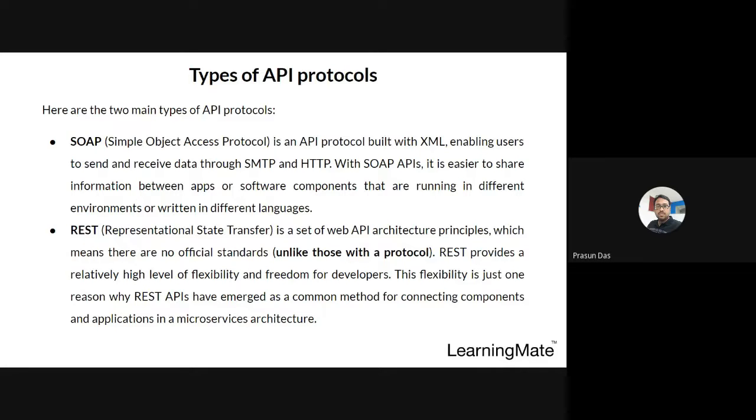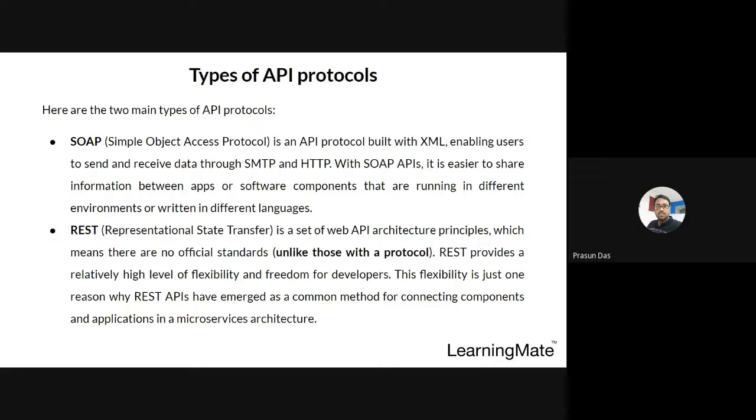So Simple Object Access Protocol is an API protocol built with XML, enabling users to send and receive data through SMTP. We can use SMTP as well as HTTP as well as UDP. With SOAP APIs, it is easier to share information between apps or software components that are running in different environments or written in different languages.